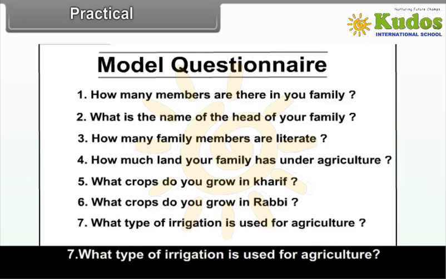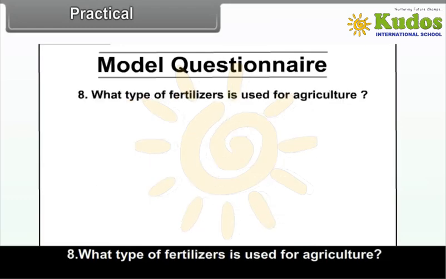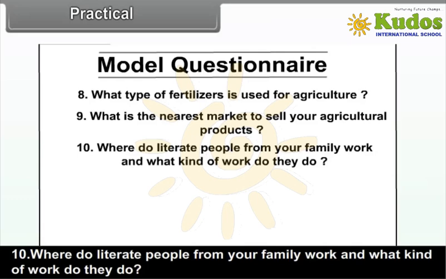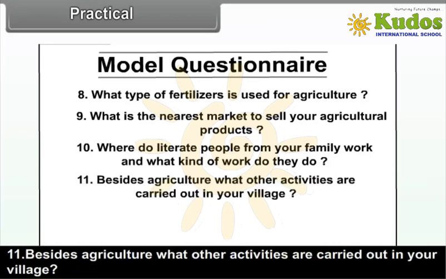What type of irrigation is used for agriculture? What type of fertilizers are used for agriculture? Which is the nearest market to sell your agricultural products? Where do literate people from your family work and what kind of work do they do? Besides agriculture, what other activities are carried out in your village?